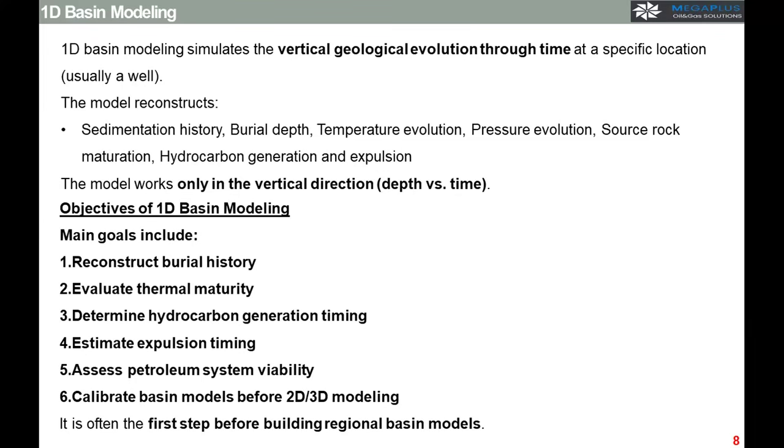and hydrocarbon generation time. This is the most critical one in our 3D Bayesian modeling, and this is the main output of the 1D model. Actually, the objective of 1D Bayesian modeling is reconstructing burial history, evaluating thermal maturity, determining hydrocarbon generation, assessing petroleum system viability, and calibrating the Bayesian modeling before we run 2D and 3D modeling. All the calibration steps should be done on the 1D model, just before entering the 2D and 3D modeling after that.